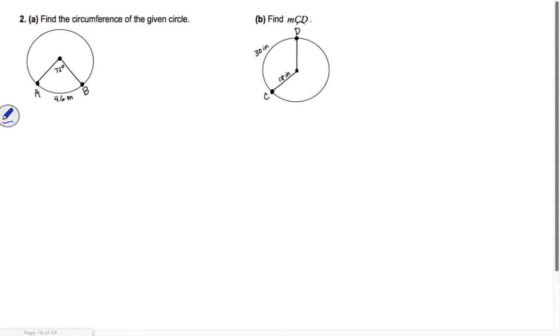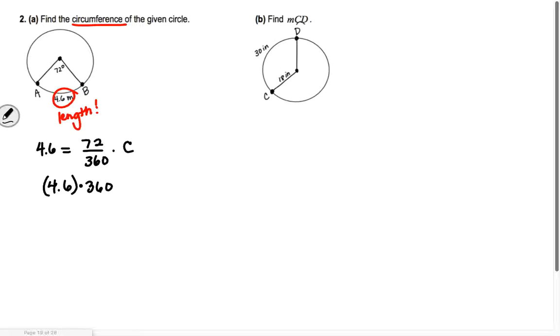All right, so now this is going the opposite direction. Now we have the arc length, and we want to find the circumference. So we say, well, our length is equal to our 72 over 360 times our circumference, which is 2 pi r. Well, let's just write circumference, because that's what I'm trying to find, right? So my length was that 4.6. So I'm going to multiply that 360 over, and then I'm going to divide by 72 to get my circumference.